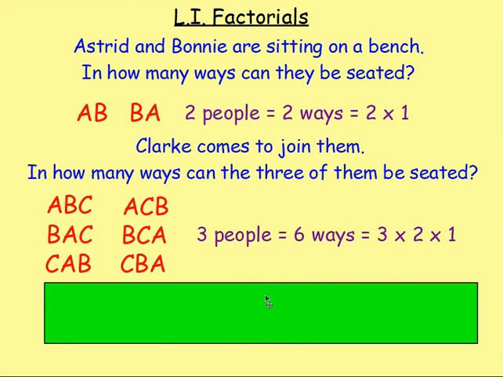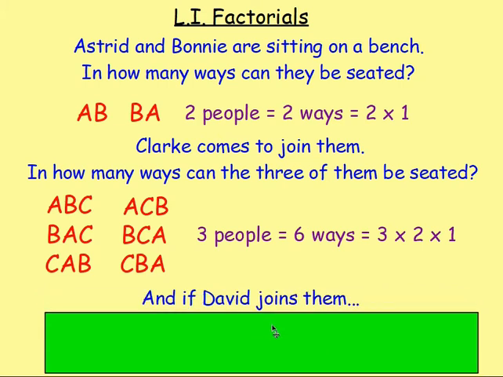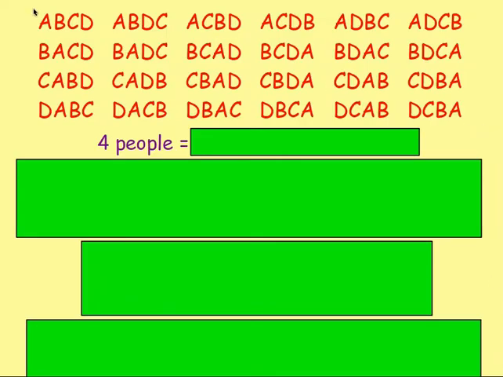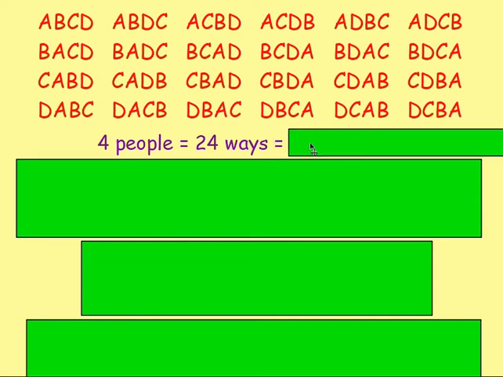Imagine if David comes along to join them, and he also wants to sit on the bench. How many ways now can they be seated? Well, if you work that out, this is the total number of possibilities. You've got Astrid, Bonnie, Clark and David, and so on, all the other possibilities. 4 people equals how many different ways? Perfect, 24 ways. You can see them all there. Note that 24, the number of ways, is equal to 4 times 3 times 2 times 1.